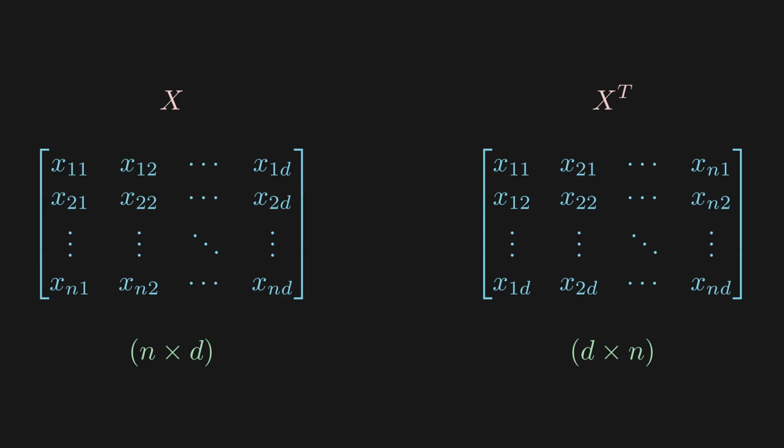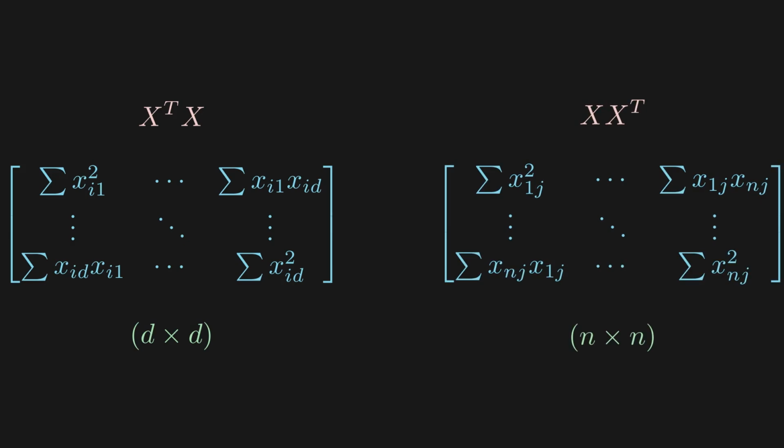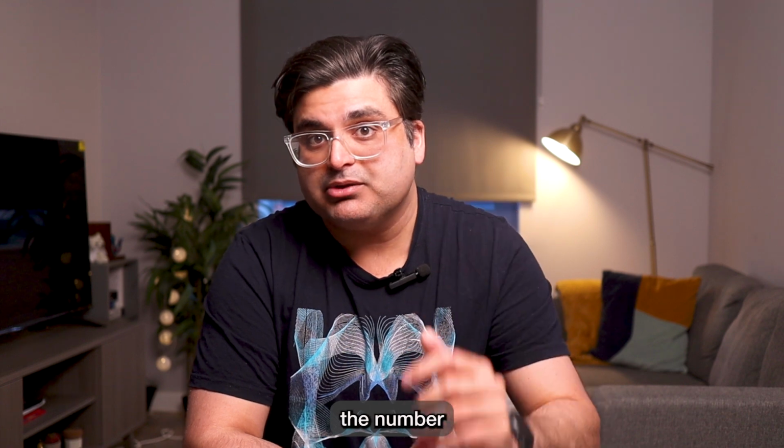X transpose has dimensions d cross n. We can form two types of matrices. X transpose X, which has dimensions d cross d. This represents the correlation between features. Remember, d represents the number of features you have. The second matrix we can form is X X transpose. This one is an n cross n dimensional matrix. This represents the similarity between observations. Remember, n represents the number of observations.